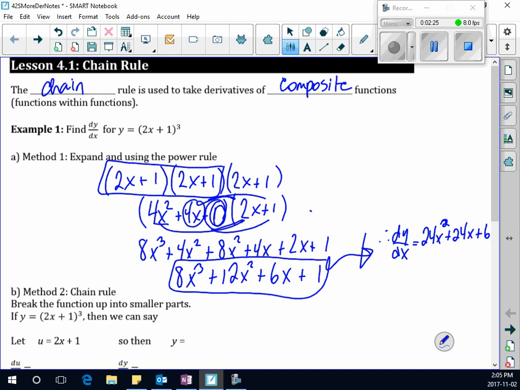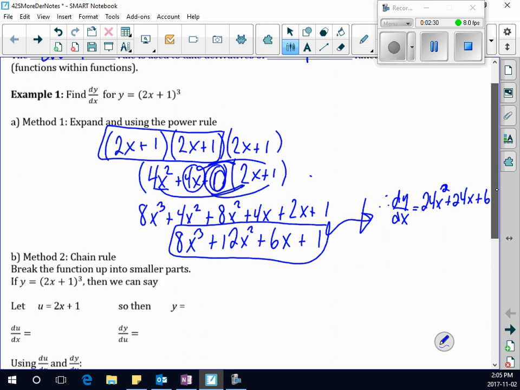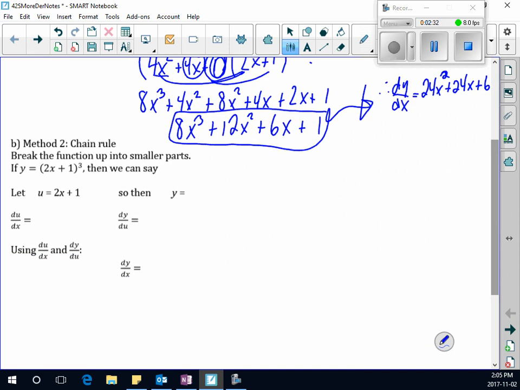Okay, so I'm going to show you why and how this chain rule works, okay? And then I'm going to show you a short little video that might make you laugh. But anyways.